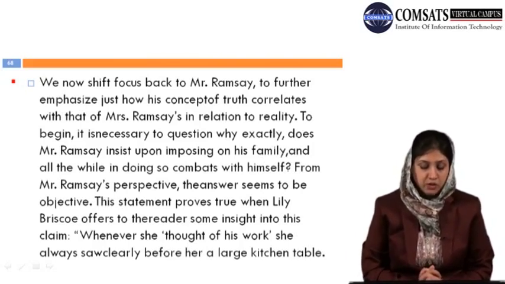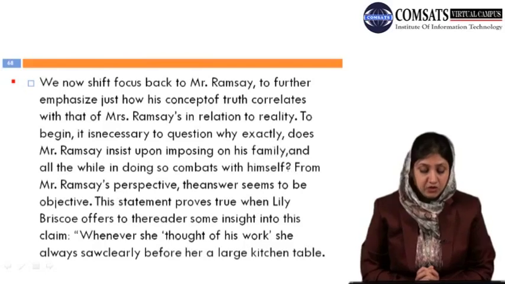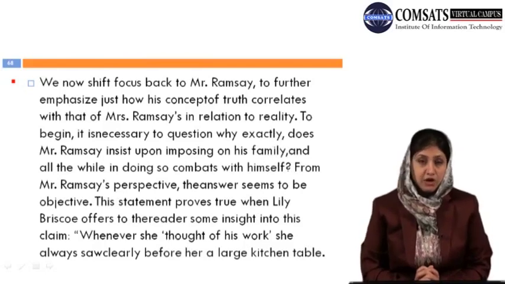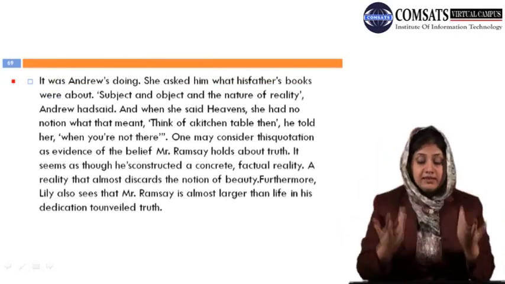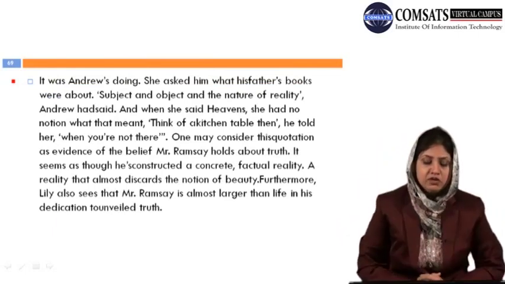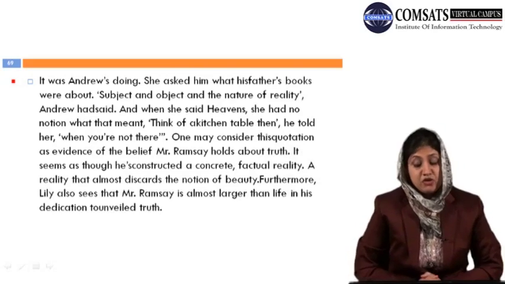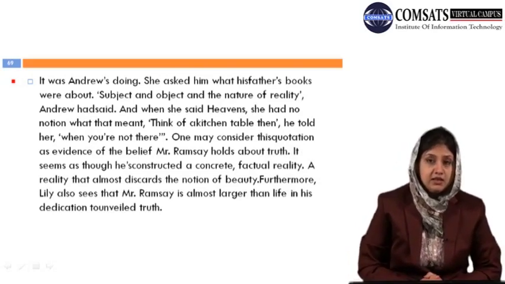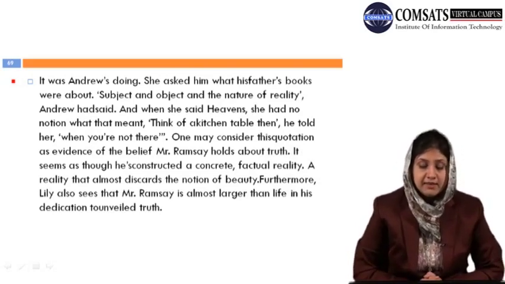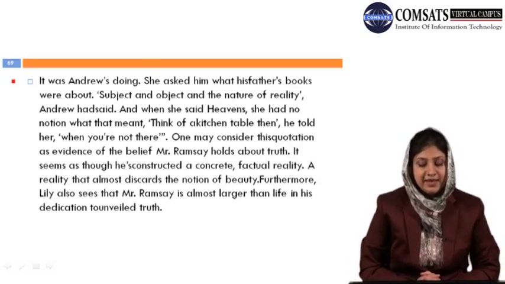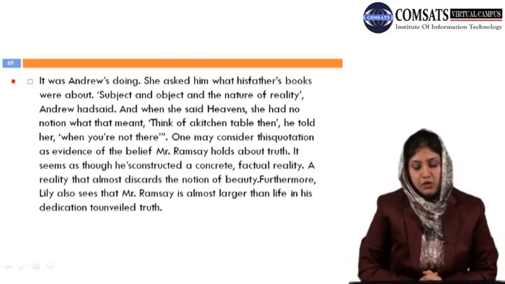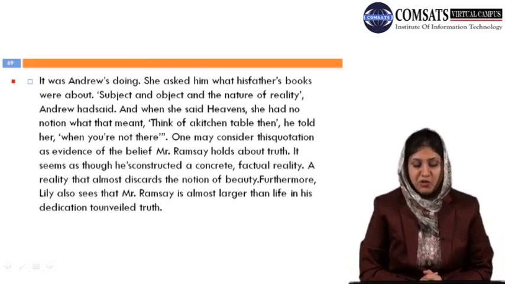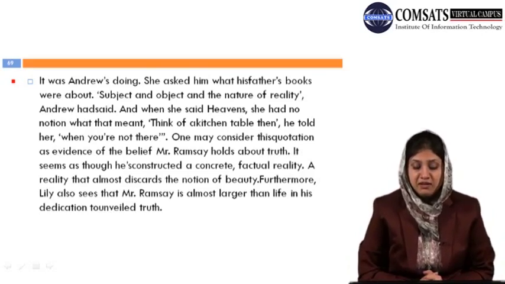"Whenever she thought of his work, she always saw clearly before her a large kitchen table. It was Andrew's doing. She asked him what his father's books were about, 'subject and object and the nature of reality,' Andrew had said. And when she said 'heavens,' she had no notion what that meant. 'Think of a kitchen table then,' he told her, 'when you are not there.'"